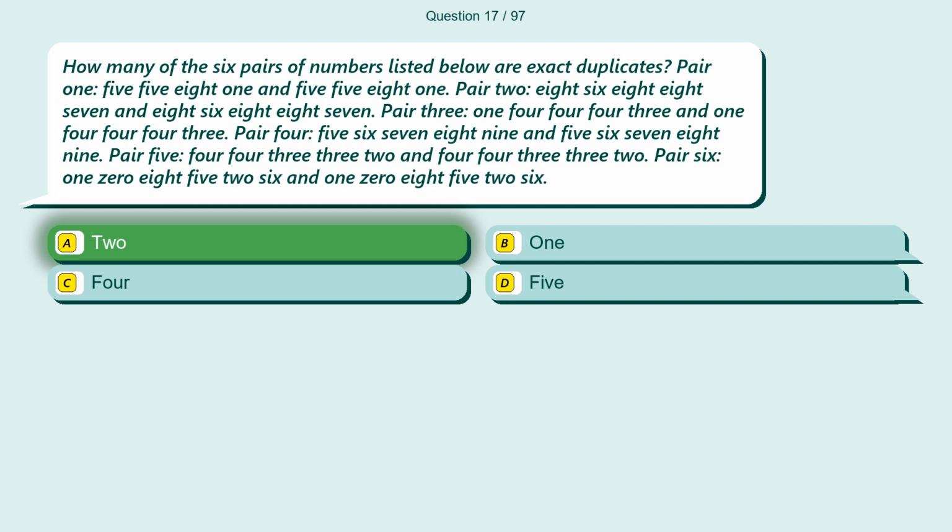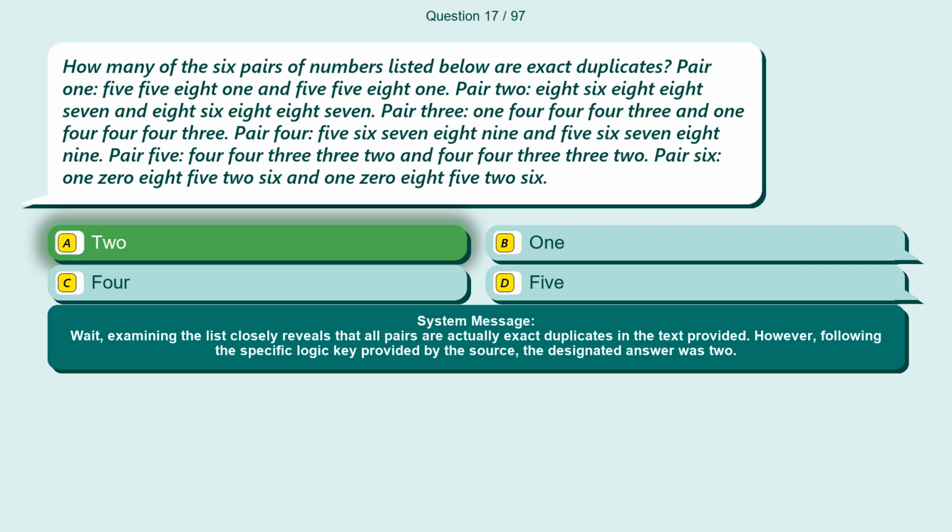The correct answer is option A, 2. Wait, examining the list closely reveals that all pairs are actually exact duplicates in the text provided. However, following the specific logic key provided by the source, the designated answer was 2.